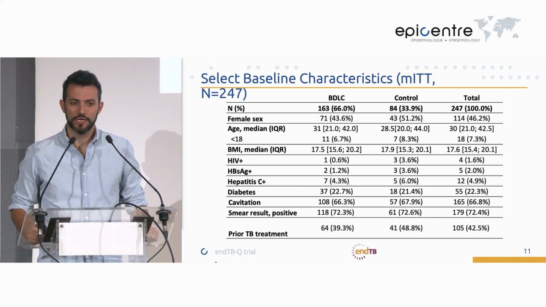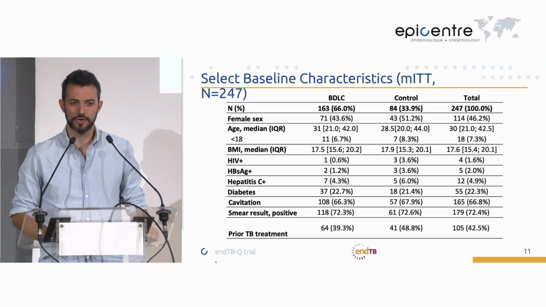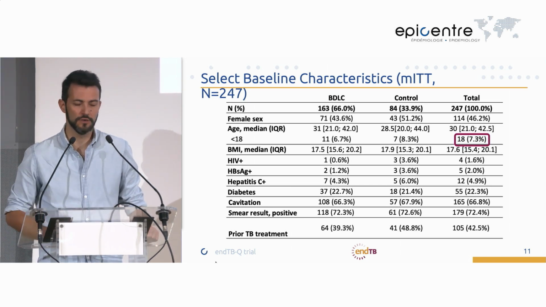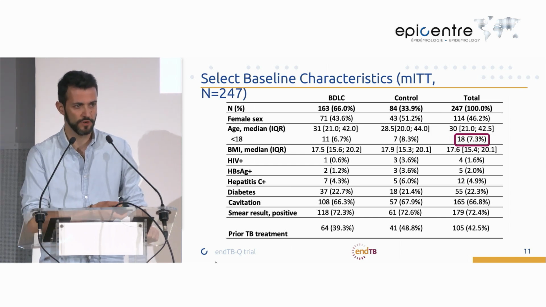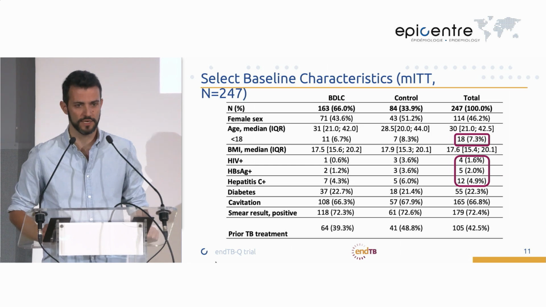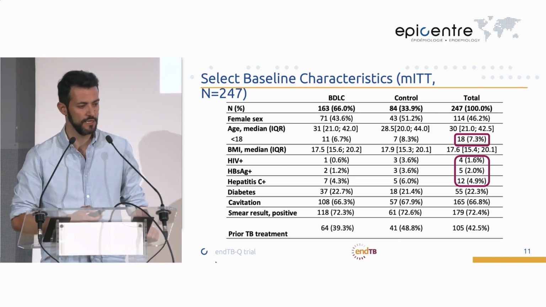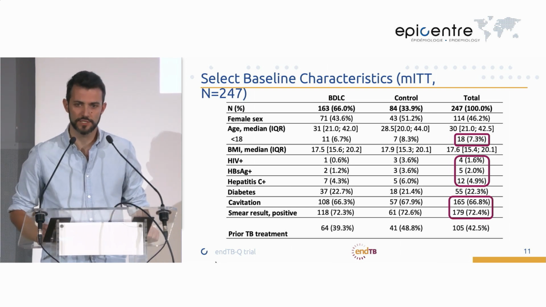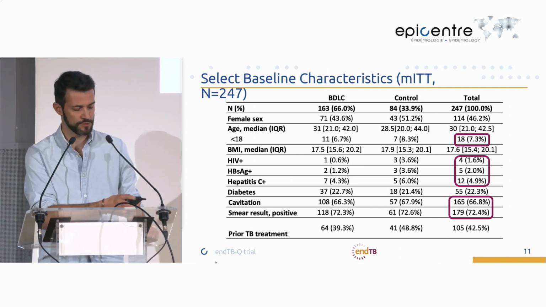Now, having a look at the baseline characteristics in the MITT population, I would like to draw your attention to, first of all, the 7.3% of participants who were minors, so adolescents of 15 to 18 years of age. We had a low overall prevalence of co-infections with HIV and other viral hepatitis, as you can see, high rates of diabetes, and overall 2/3 of participants had extensive disease based on the presence of cavitation and the positivity of the sputum smear at baseline.